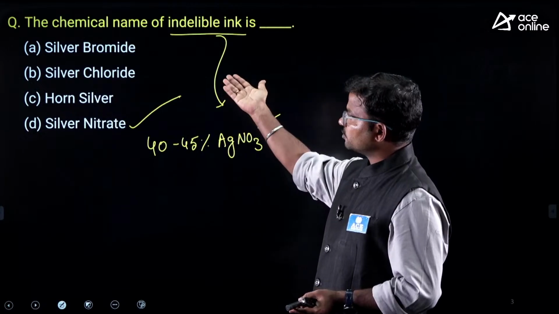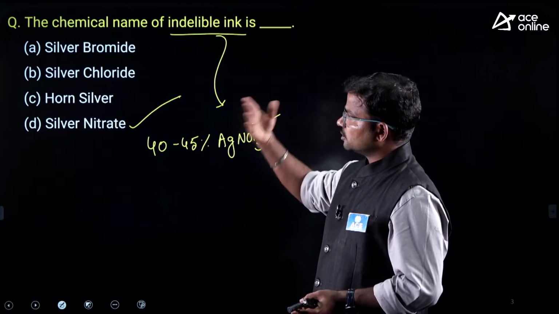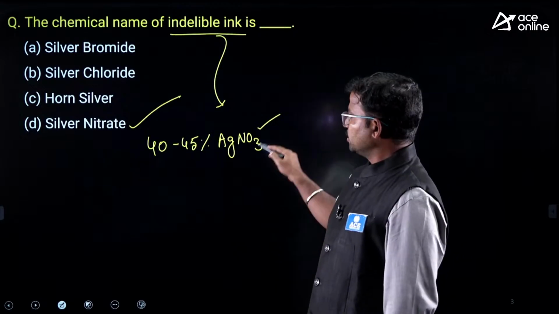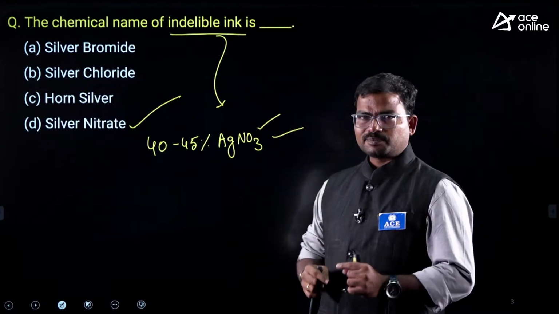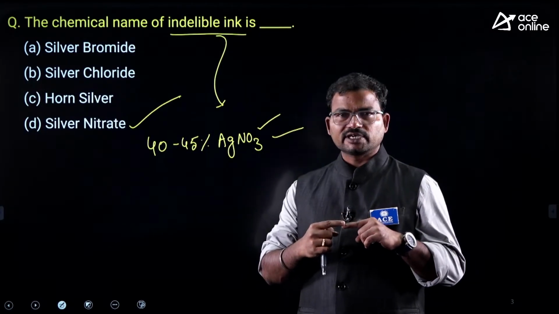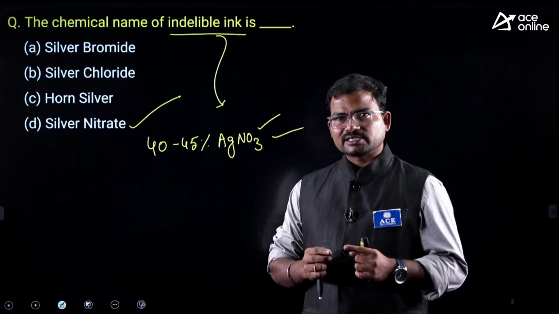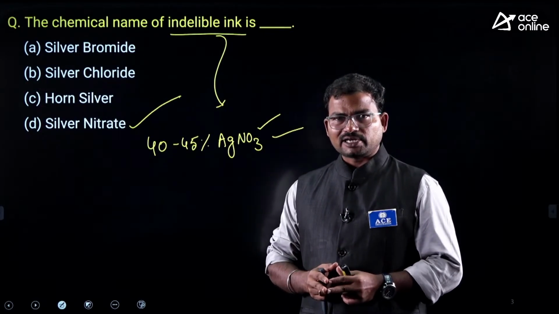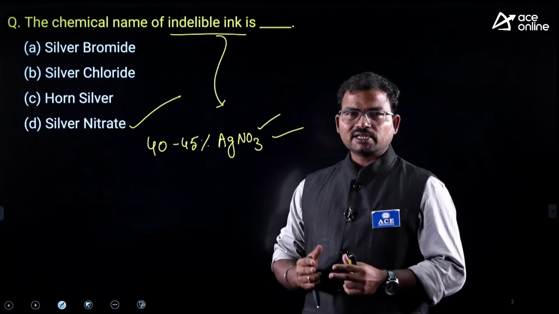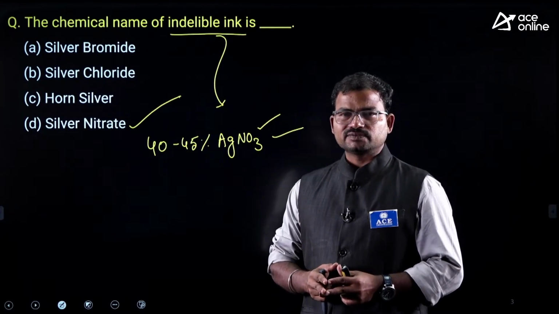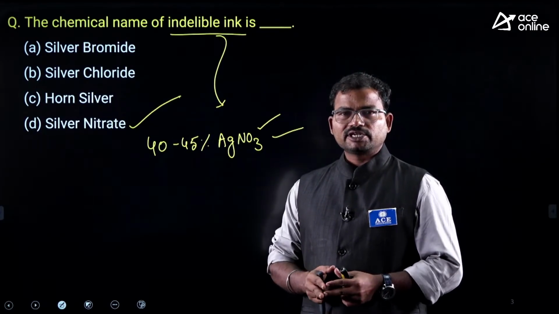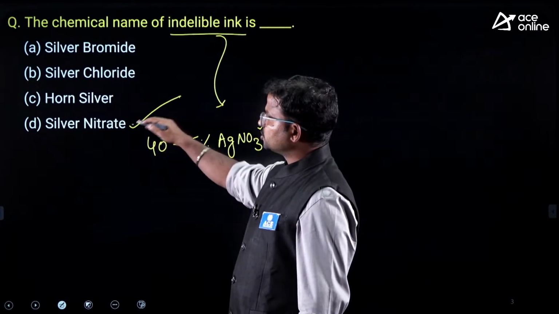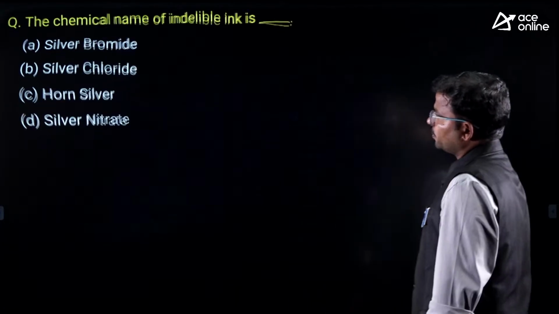Same kind of derivatives could come up in the examination also. When this chemical is applied on the index finger, within a fraction of seconds it converts into a dark color. Why? Because in the atmosphere we have ultraviolet rays. When silver nitrate derivatives react with ultraviolet rays, they form a dark color. So the correct answer is option D, silver nitrate.